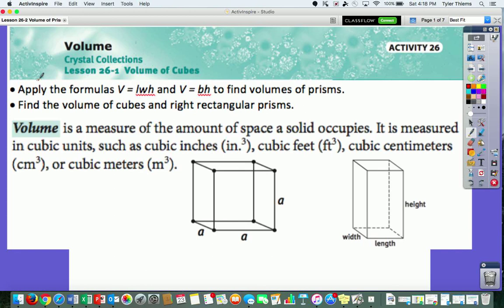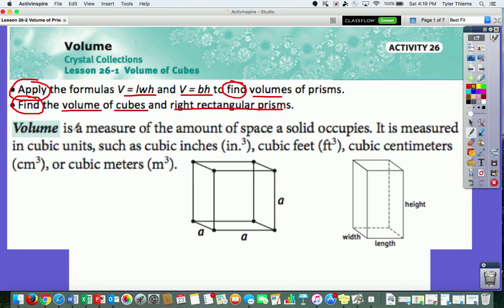The first learning target is we're going to be able to apply the formula, which is volume equals length times width times height, to find the volume of prisms. We're applying formulas to find volume. And then second one, we're finding the volume of both cubes and right rectangular prisms.